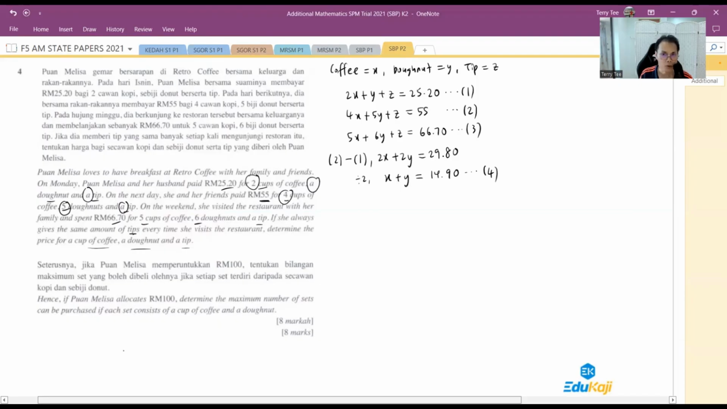Okay, I still need to get rid of the z from equation 3. Maybe you can do 3 minus 2, you can do 3 minus 1. But I think perhaps 3 minus 2 is easier. When I do 3 minus 2, 5x minus 4x, left with just x. All right. And then 6y minus 5y, 6y minus 5y is just y. Okay.